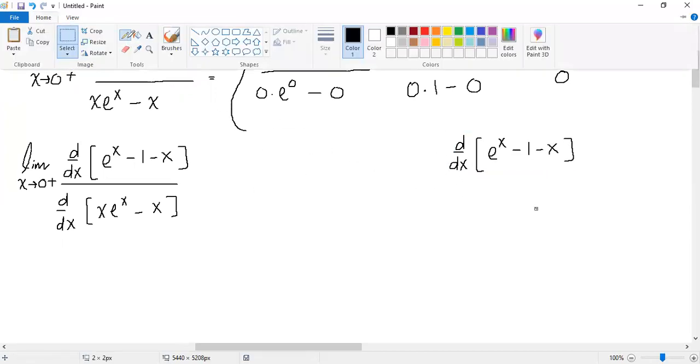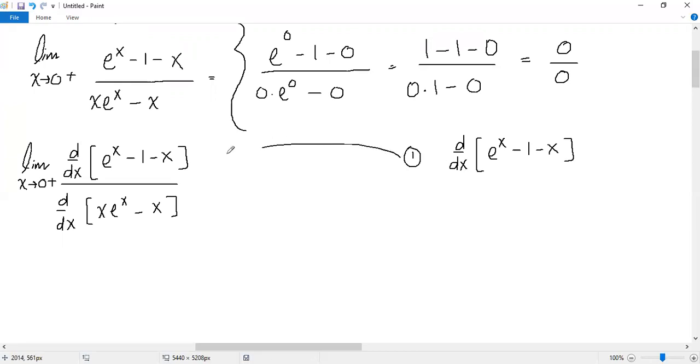So if I take the derivative of the first guy, the numerator as it were, I'll have e to the x, right, minus 0 minus 1. E to the x minus 0 is just e to the x, and then I had that minus 1 here, so that's minus 1. So this is my numerator, right?